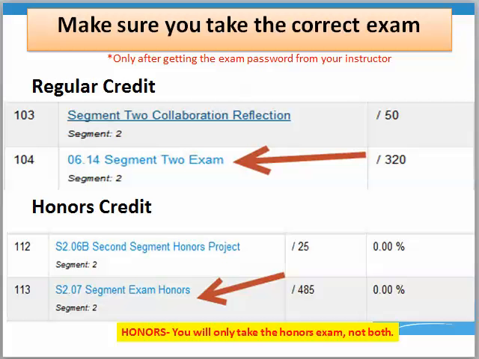And when you go to take the exam, you want to make sure that you take the correct one. You will not be taking the 6.14 Segment 2 exam. That's for the regular portion of the class. You will be taking the S2.07 Segment Exam Honors for Segment 2. And this will include the regular material along with your honors assignments.